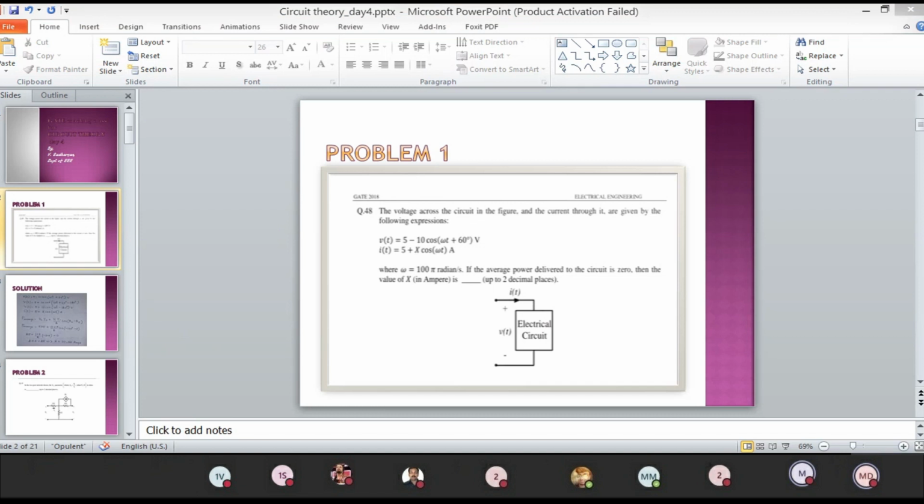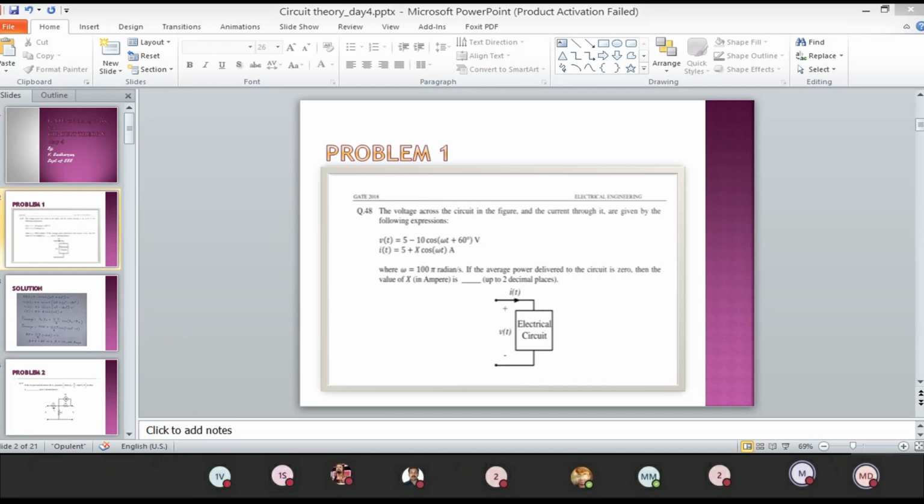Now consider this question, GATE 2018. The voltage across the circuit in the figure and the current through the circuit are given by the following expressions. V of t is 5 minus 10 cos of omega t plus 60 degrees, I of t is 5 plus x cos omega t, where omega is equal to 100 pi radians. If the average power delivered to the circuit is 0, then what will be the value of x in amperes?